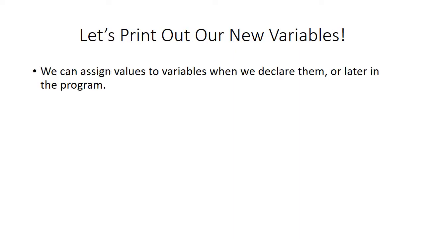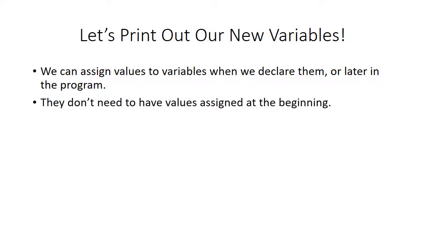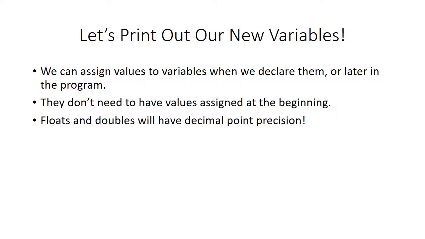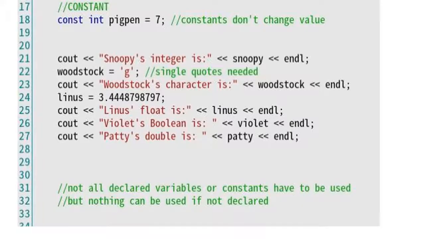So let's print out our new variables. Like I said, we're assigning some values to variables later. Don't have to assign them at the beginning. And floats and doubles will have decimal point precision. So what I've done, we're getting to the point of the program where we're printing out the variables we've declared, and with Woodstock and Linus, I'm just printing out the variables. I'm assigning the variable values right before I print them out.